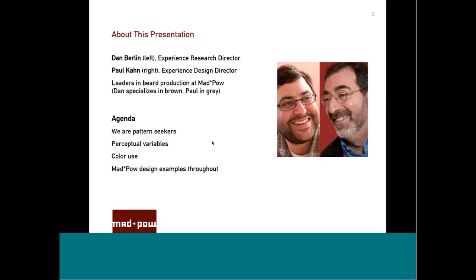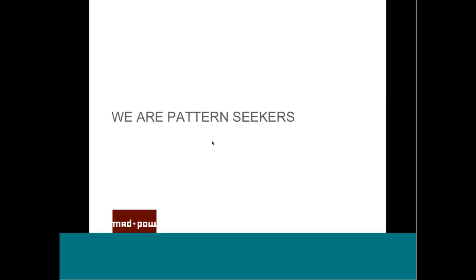So for today, we're going to be chatting about visual design principles, from perception through the eye all the way through to cognition and how best to do this. Talking about humans as pattern seekers, and then we're going to dig into the perceptual variables, which allow us to make these intuitive designs. We'll talk a little bit about color use, and throughout the presentation, we have design examples in order to show some examples on these theories that we're talking about, these psychological theories. So first off, we are pattern seekers.